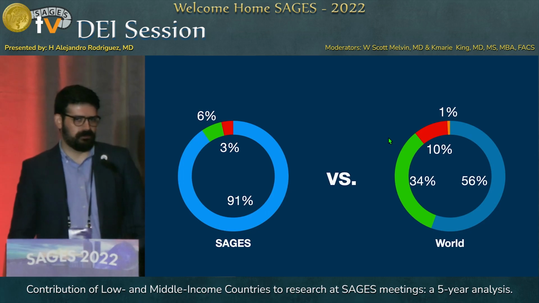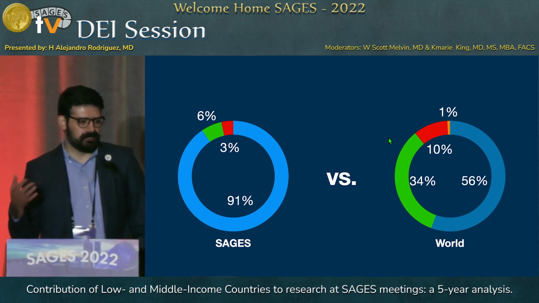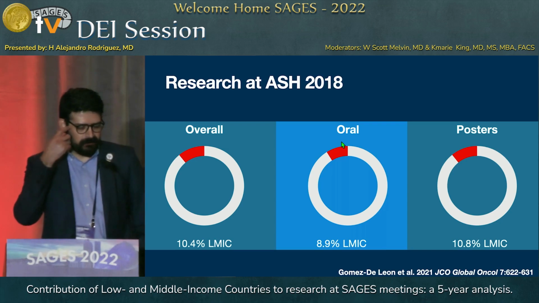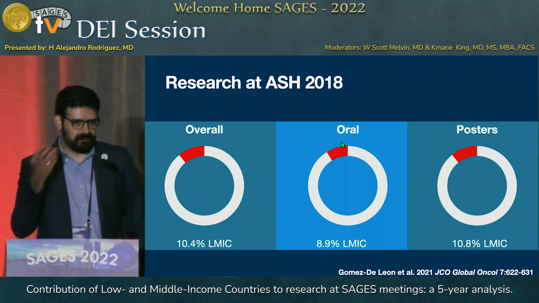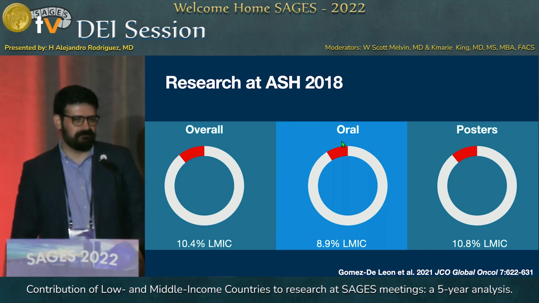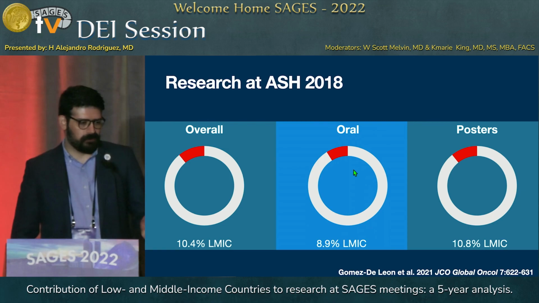And that's the world. So I think there's a gap there. I think that there is a gap that is certainly significant, looks like. I'm not the first one to do this kind of work. There was a group that looked at research at the American Society of Hematology meeting. There's just one meeting, but it's a very big meeting. Essentially, they found numbers similar to ours. Overall, 10% of research from LMICs, 9% of oral abstracts, and 11% of poster abstracts.